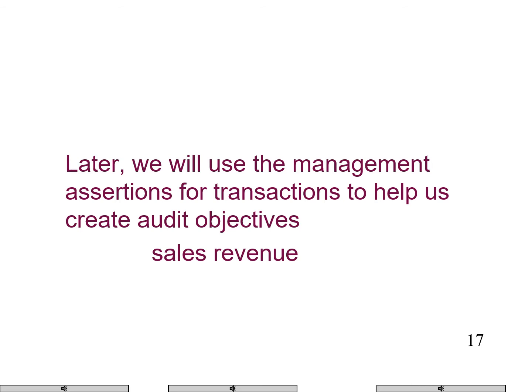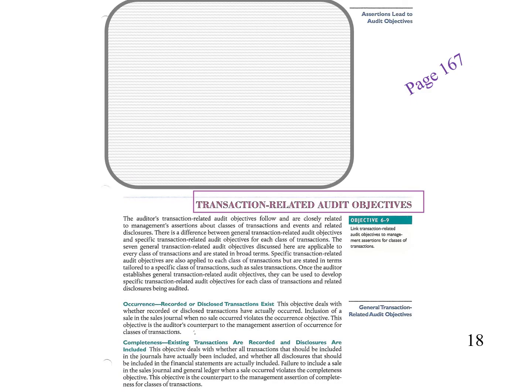So we're talking about sales revenue now. Now I'm on page 167 in the book. Not worried about this stuff up here. I'm down at the lower part. 1, occurrence. Okay. Did the sale actually occur?